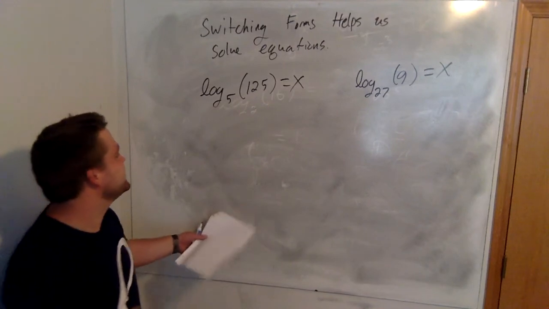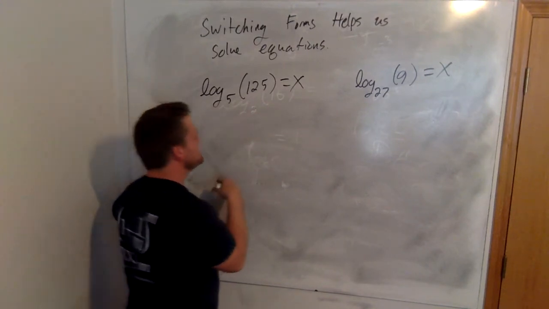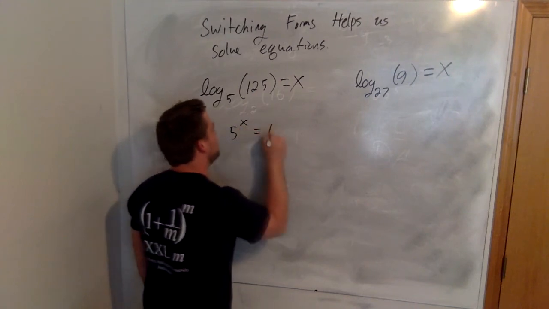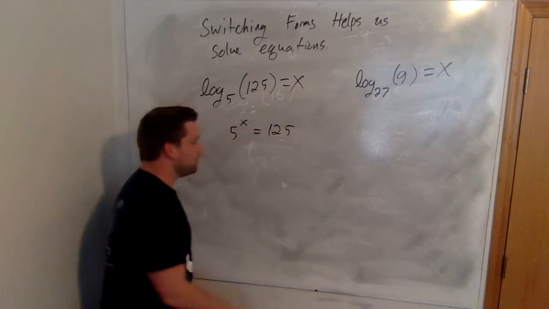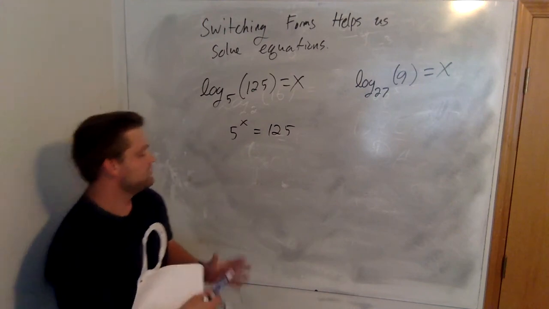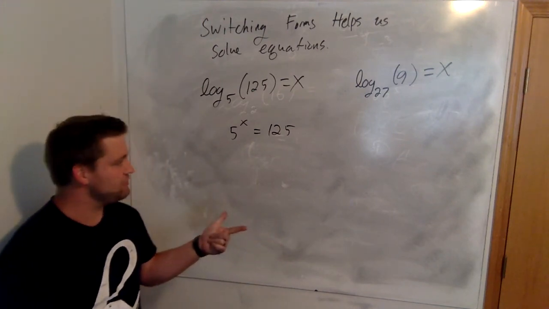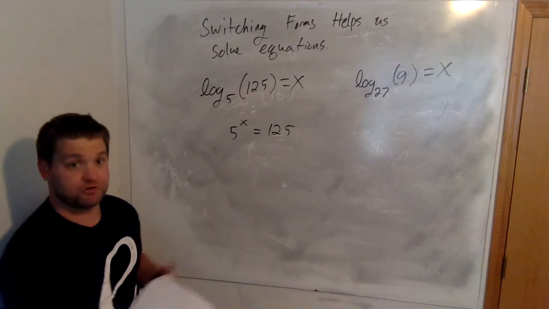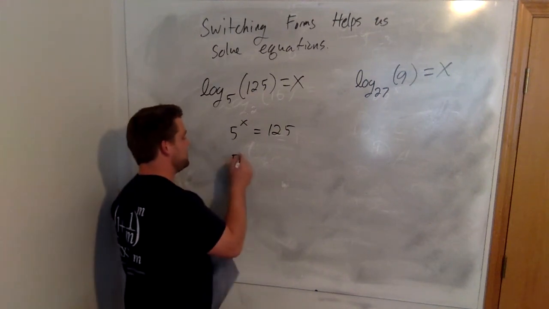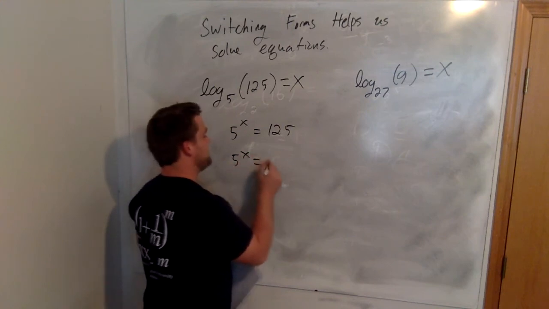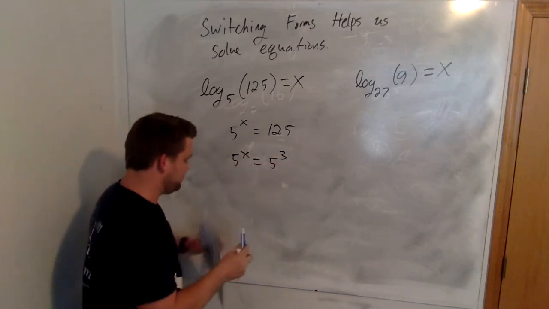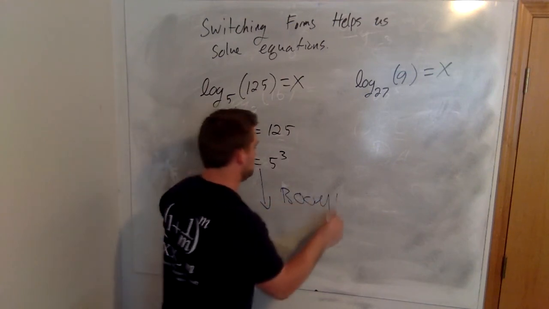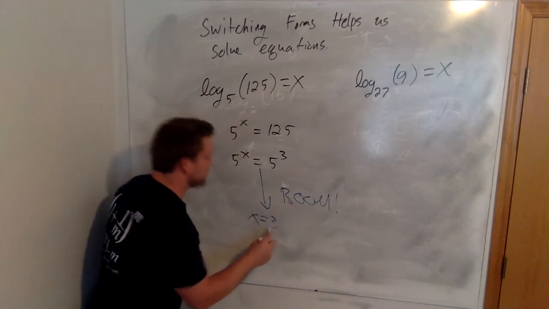Let's do it. What does this say? This says 5 to what power gives you 125. Okay, well, let's think about it. So let's see, 5 times 5 is 25. Times another 5, 25 times 5, I think would be 125. So I think that 5 to the x would be equal to 5 cubed, and then boom, boom, boom, we'd get x would be equal to 3.